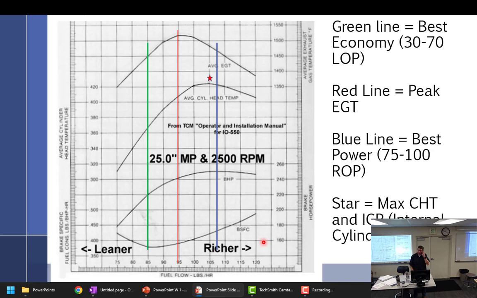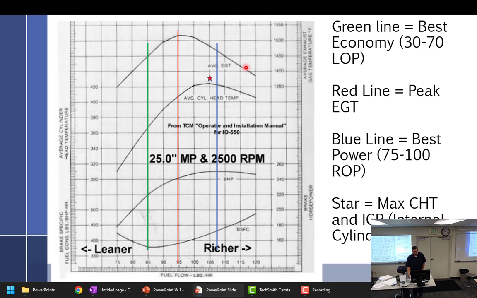So that mixture is going to have an effect on EGT and CHT. But okay, let's take a look at this. This is a chart out of a Continental book for a specific manifold pressure and RPM setting. As you change manifold pressure and RPM, these lines are going to move around on the graph, but they kind of stay in line. So I added some lines here: the green line, best economy, blue line should be best power, and red line, peak EGT. The star is max CHT and internal cylinder pressures.